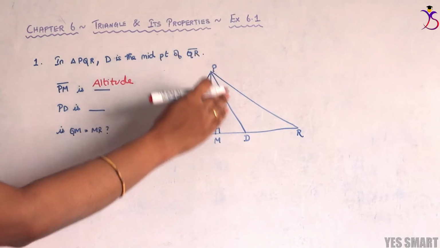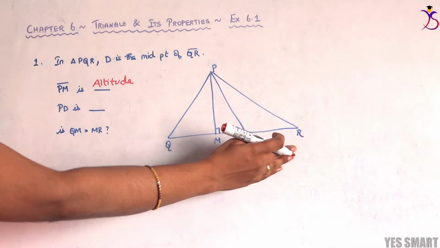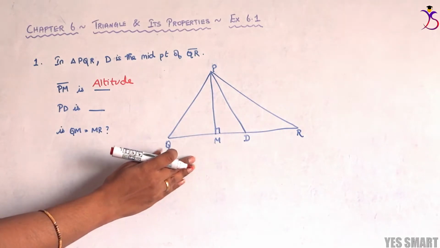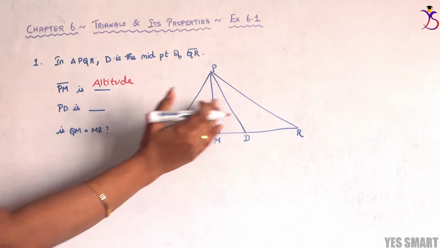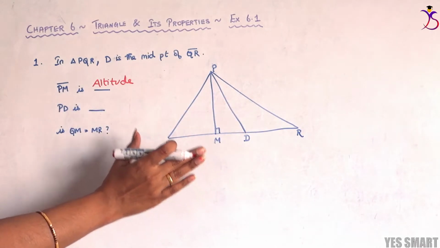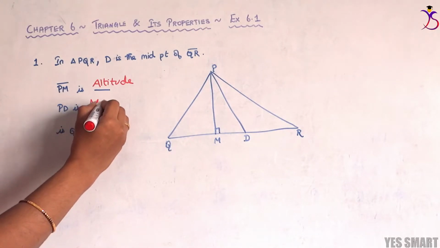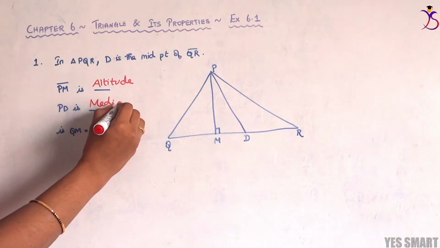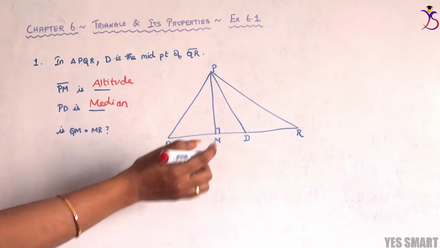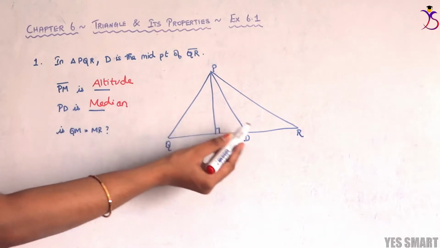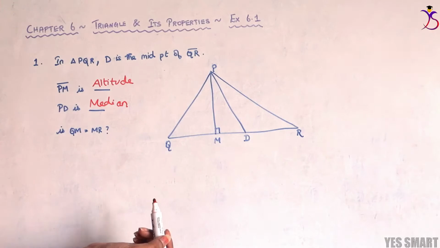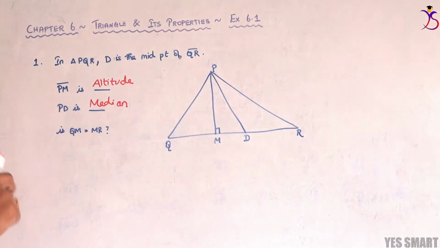This is PD. We know that D is the midpoint of line QR. This PD divides the triangle PQR into two equal halves. Therefore, PD is the median. This is because we know that a line from the vertex of a triangle which bisects the other side is the median, which divides the complete triangle into two equal halves. Hence, PD is the median.